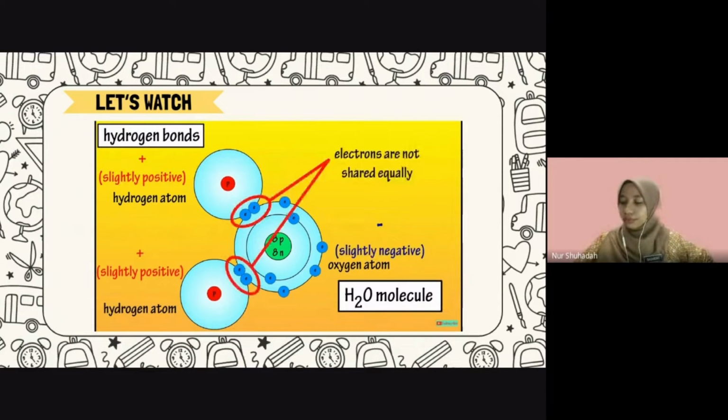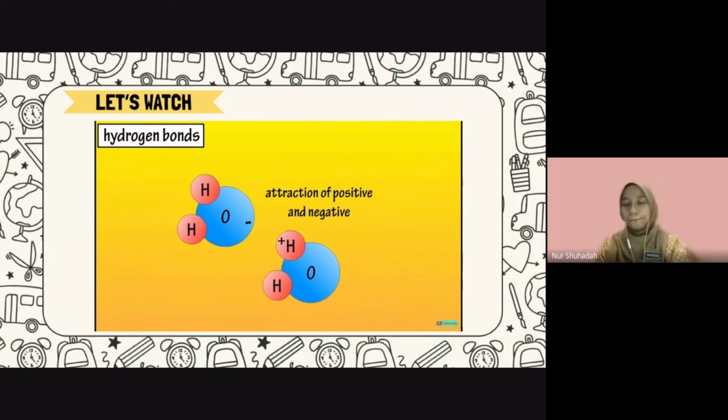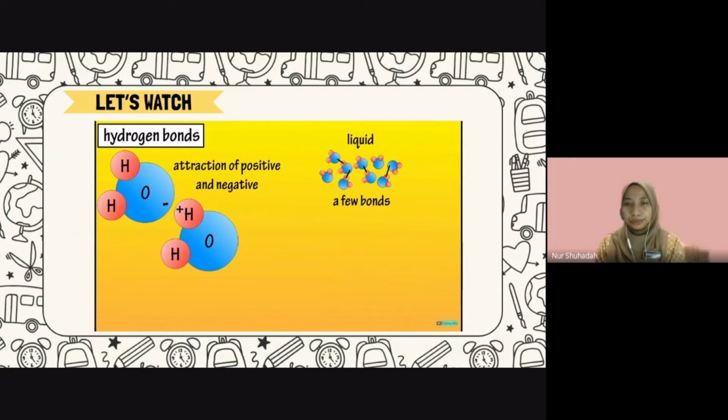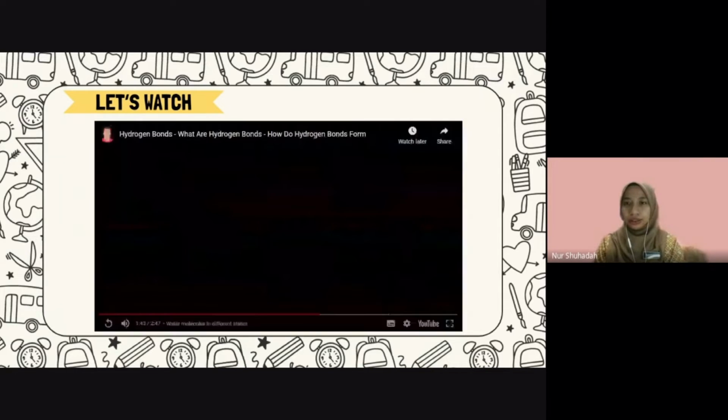The electrons are not shared equally within the molecule, as they have a higher probability of being found closer to the nucleus of the oxygen atom, giving that end a slightly negative charge. So the hydrogen atom's end of the molecule will have a slightly positive charge. These charged ends weakly attach the positive end of one water molecule to the negative end of an adjacent water molecule. When water is in liquid form, there are a few hydrogen bonds. Solid form, many hydrogen bonds. And when water is steam or gas, there are no bonds because the molecules are too far apart to form any bonds.